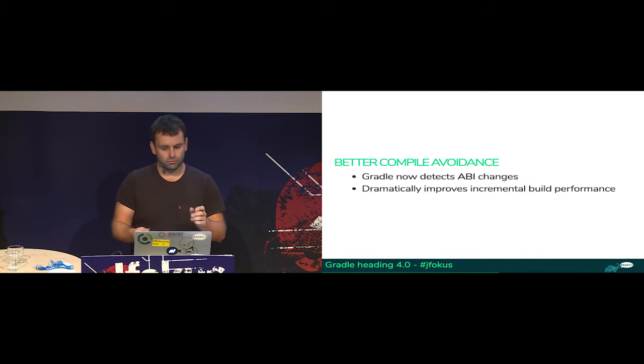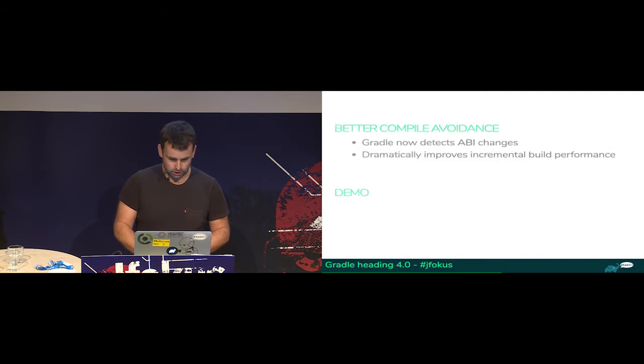interface has changed. So if you change something in your implementation detail of an upstream dependency you have, you don't need to recompile your own code. You just need it at runtime, right? Because you don't change it. That improves dramatically the incremental build performance. Yeah, and I hope I have time to demo it later.